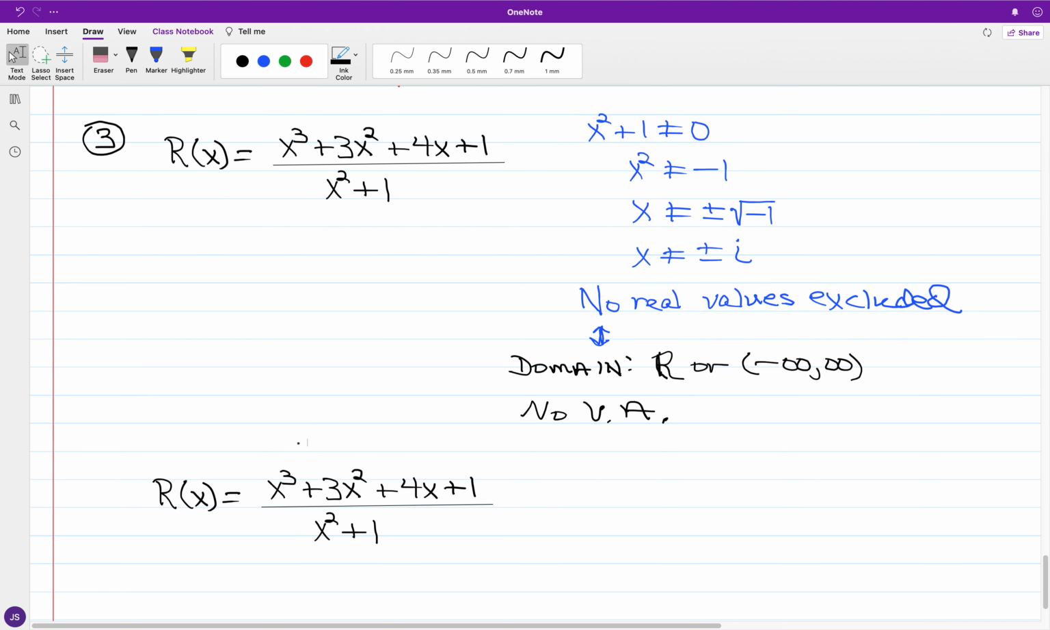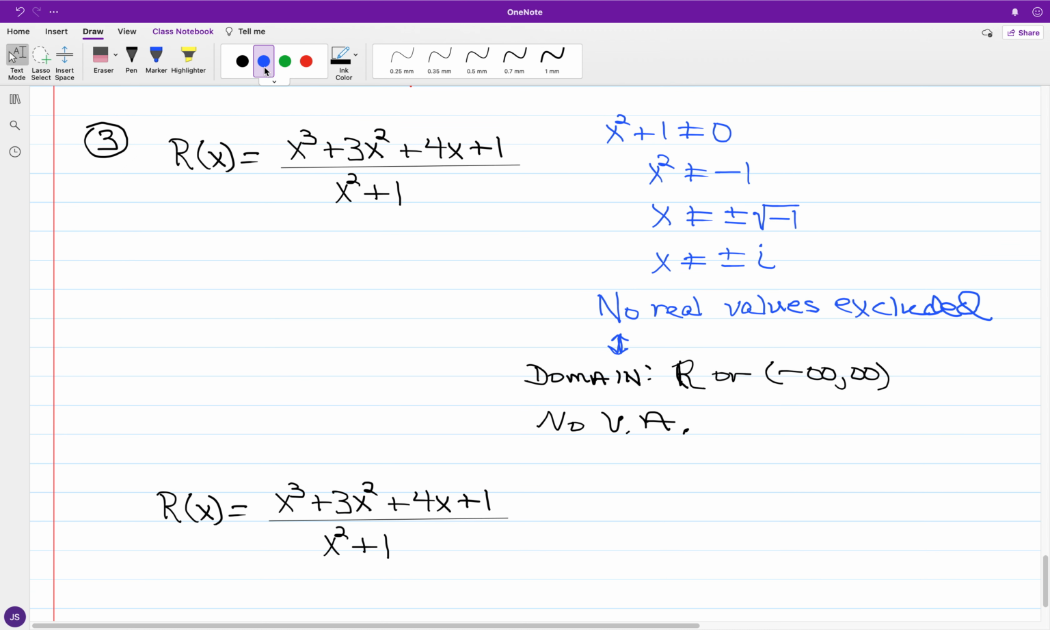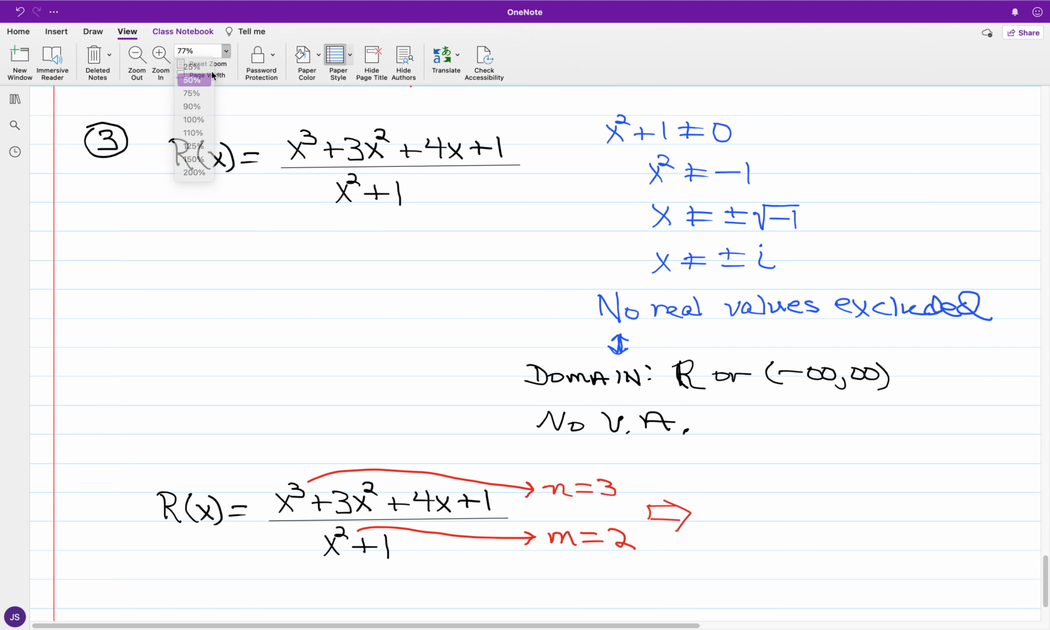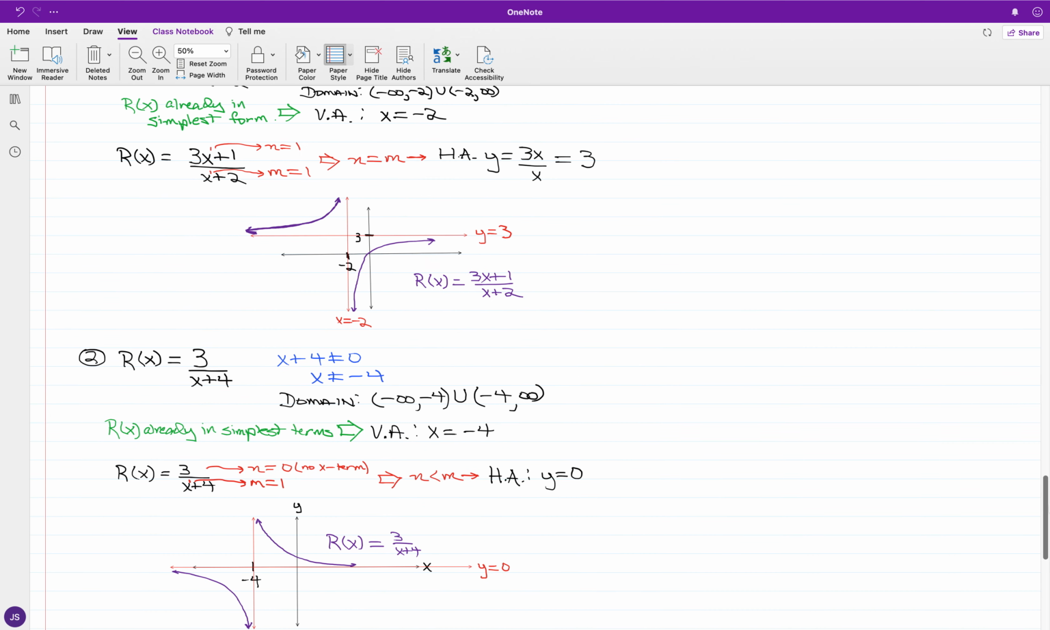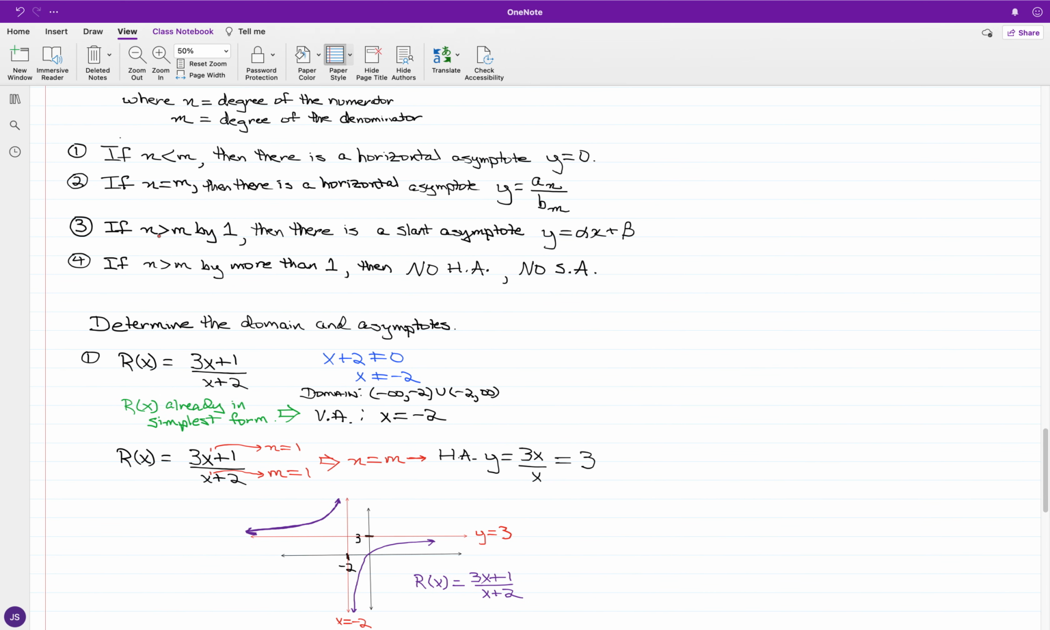Okay, so there's no vertical asymptote, but there still exists the possibility of there being an asymptote. So in the degree comparisons, the numerator is going to be third order in x, and the denominator we have second degree. And looking at how the numbers line up, n is going to be greater than m by 1 degree. So we're going to have a slant asymptote.